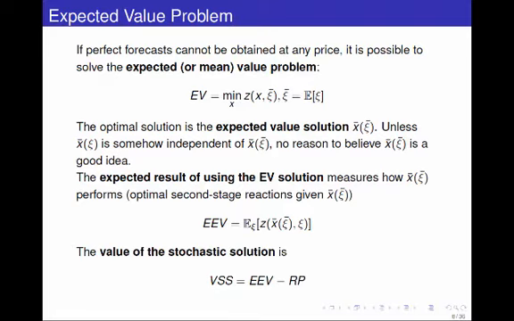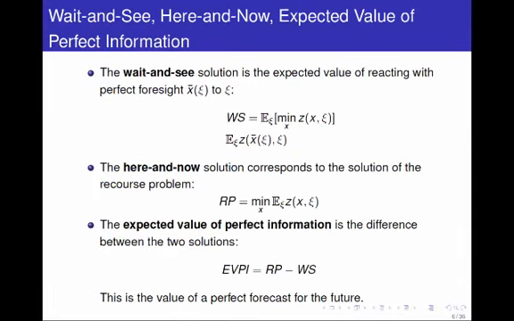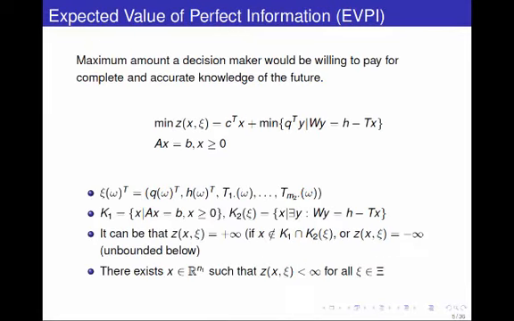Excuse me, mistake. Sorry. EV, not EEV. So the objective function value of the deterministic equivalent. At first, it doesn't seem like it has any specific relationship to the other two. Turns out that for a specific type of uncertainty, when the right-hand side is the only source of uncertainty, it's a lower bound. So not a, we'll see why.